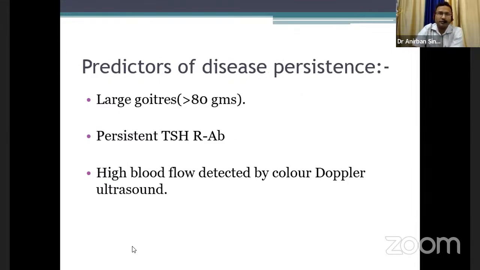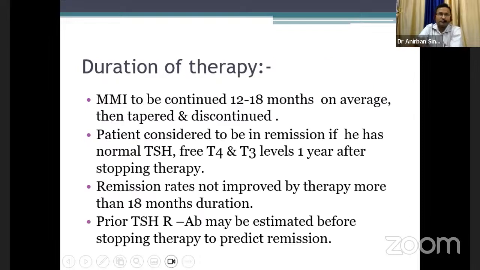Large goiter is a very important predictor for drug resistance, or may require a longer duration of drugs, and may not respond to the drug. High levels of TSH receptor antibodies, and color Doppler showing high vascularity, are also risk factors. Usually, as I have said, the treatment is done for 12 months on average, up to 2 years. Patients continue to be in remission usually after that. Remission rate is not improved by therapy of more than 18 months, but if some patients prefer, we can continue it. Otherwise, we need to look for other measures available.